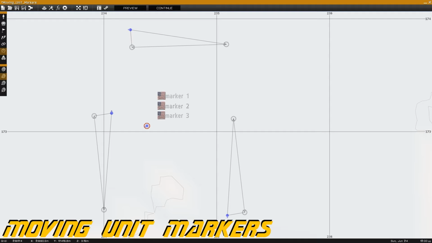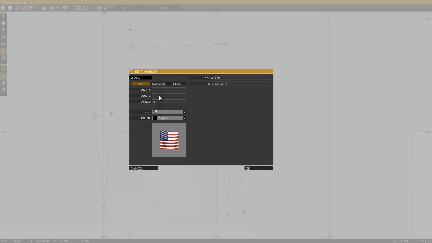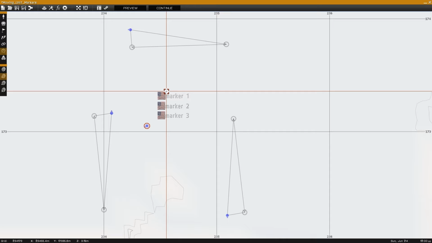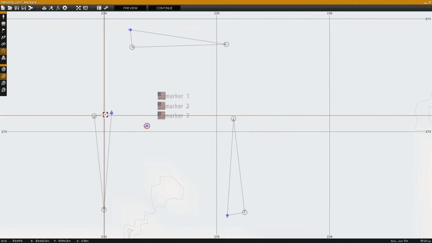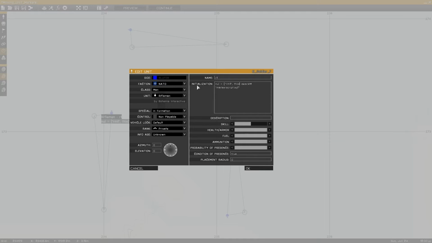This is Banjo, and today I'm going over an alternative method of attaching map markers to units. In the example, we have three riflemen and three markers which will be attached to them, with the names RM1 to RM3.